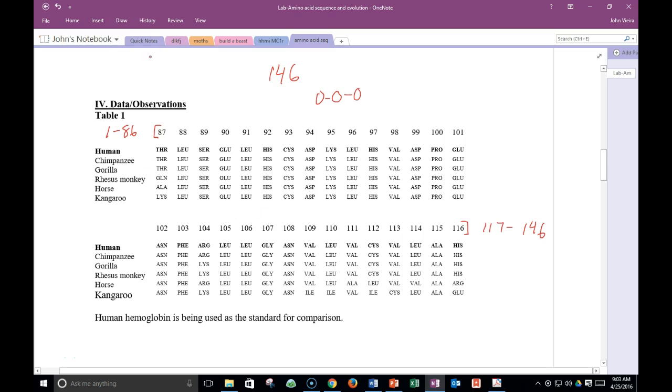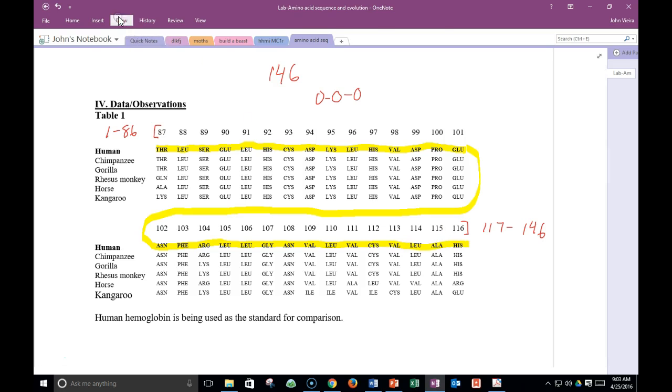And so we're looking at human. This is humans right here. Right? This top one. This is humans. And then we ran out of space on the page, so it kind of continues all the way down here, right? There you go. And then what I want you guys to do is compare the differences, just the differences between humans and all these other species.